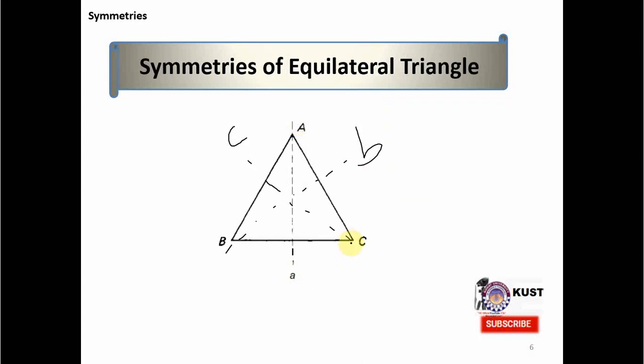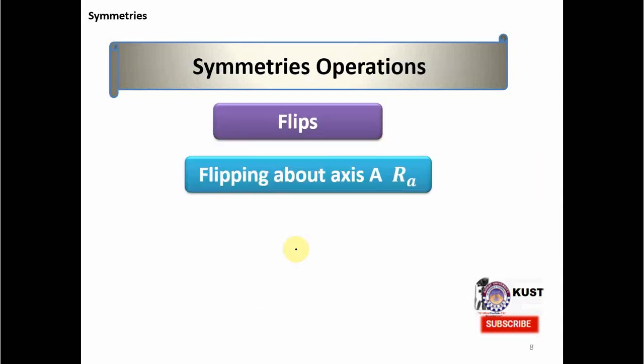If I flip it over here, this C will go to the B, and B will go to the C, and A will remain at its point. But then I can relabel B to the C and C to the B, and the initial configuration is not different than the final configuration. And so the flip around axis A is a symmetry operation. Okay, so we call this symmetry operation RA. So flipping about axis A is a symmetry operation RA.